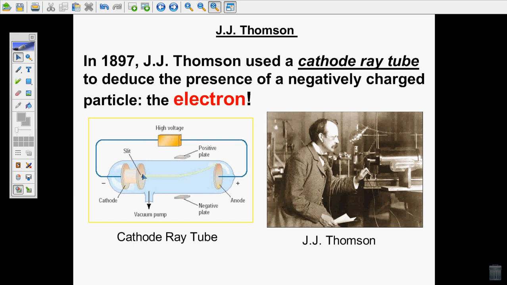He ran a stream of energy or electricity through this tube, and he positioned a positive plate and a negative plate, and based on the attraction he would be able to determine if this stream of energy was positively charged or negatively charged, because like in magnets, the negatives would be attracted to the positives and positives would be attracted to negatives. So this bend in the light upwards towards the positive plate told Thomson that there was a negatively charged particle in this stream of energy.